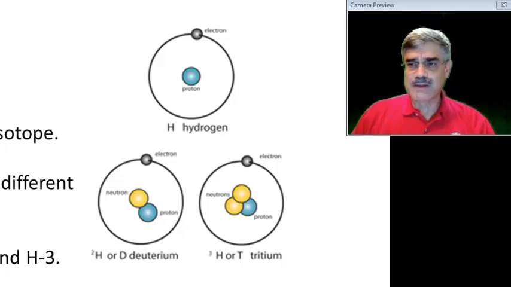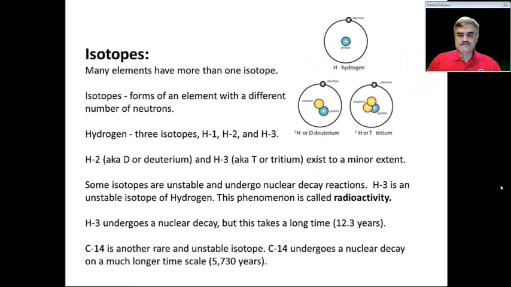They share the physical properties of hydrogen, but there are some slight differences, and in particular, the one called tritium is unstable, meaning that its nucleus will break down, undergo what is called a nuclear reaction, a phenomenon which we call radioactivity. Now, what is interesting about the radioactivity of tritium is that it takes a long time for it to undergo this nuclear decay. It takes 12.3 years, so that seems like a long time.